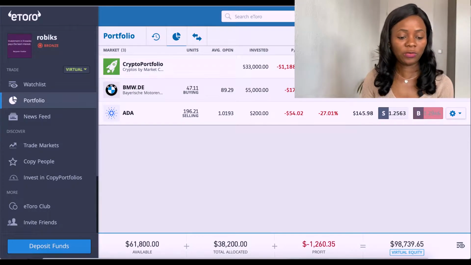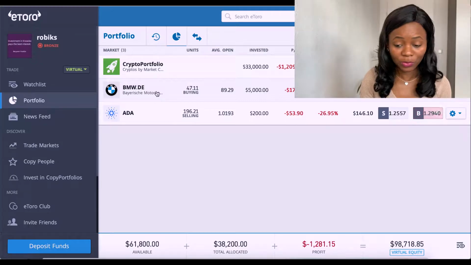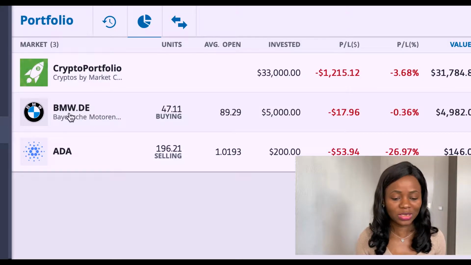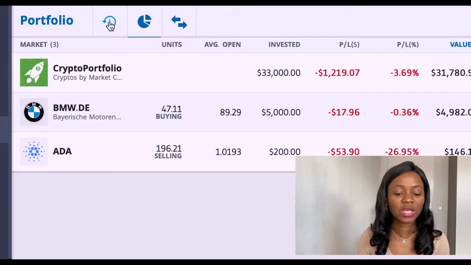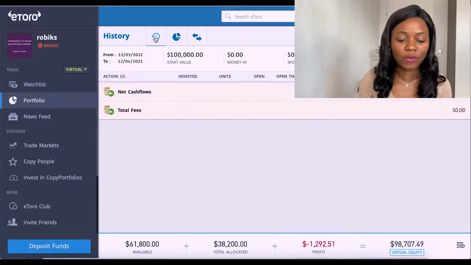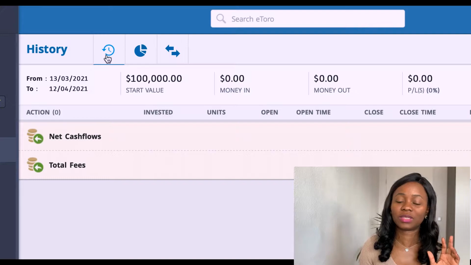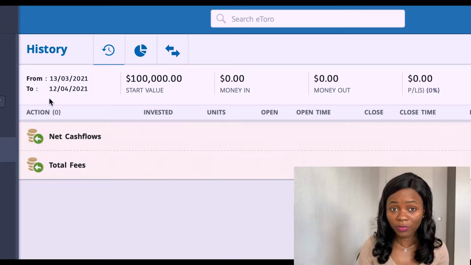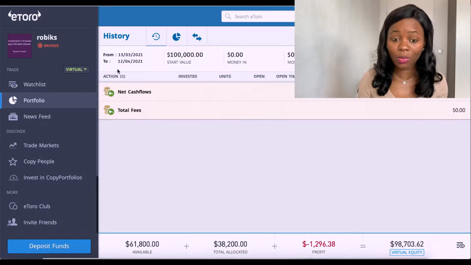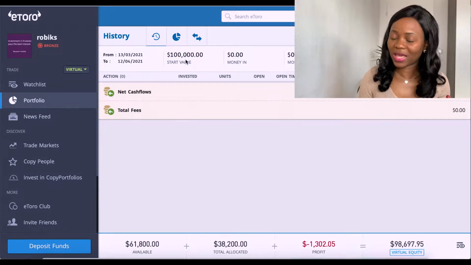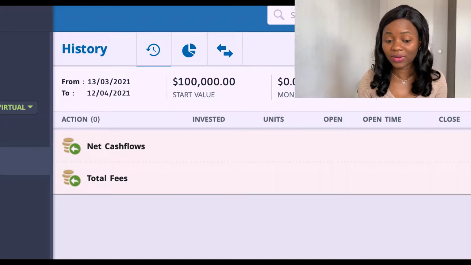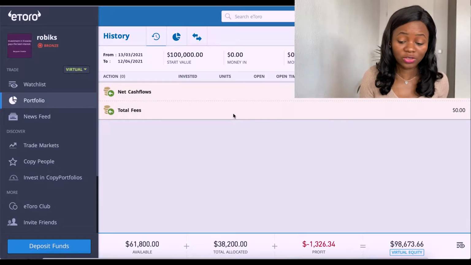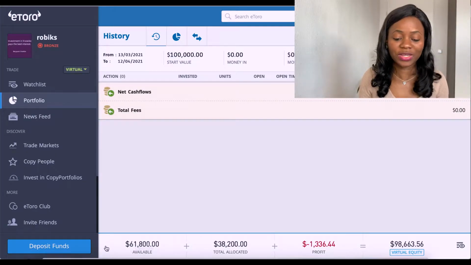On the virtual portfolio, you can see this is my portfolio. You can see I just did some things some time ago, BMW and ADA, in cryptos. Here, you can see the history of what you've done in the past month. Like I said, you can have as much as $100,000 as a start value, cash in or cash out on the virtual.